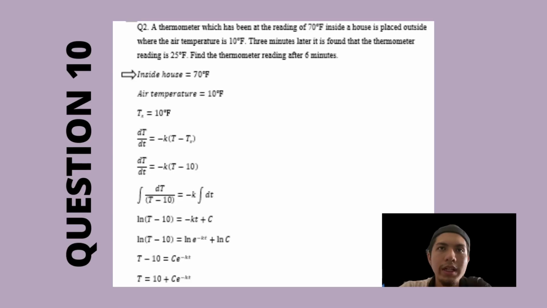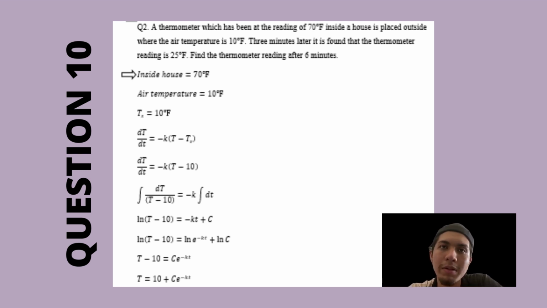For question 10, the thermometer which has been at the reading of 70 Fahrenheit inside the house is placed outside where the air temperature is 10 Fahrenheit. 3 minutes later, it is informed that the thermometer reading is 25 Fahrenheit. Find the thermometer reading after 6 minutes.